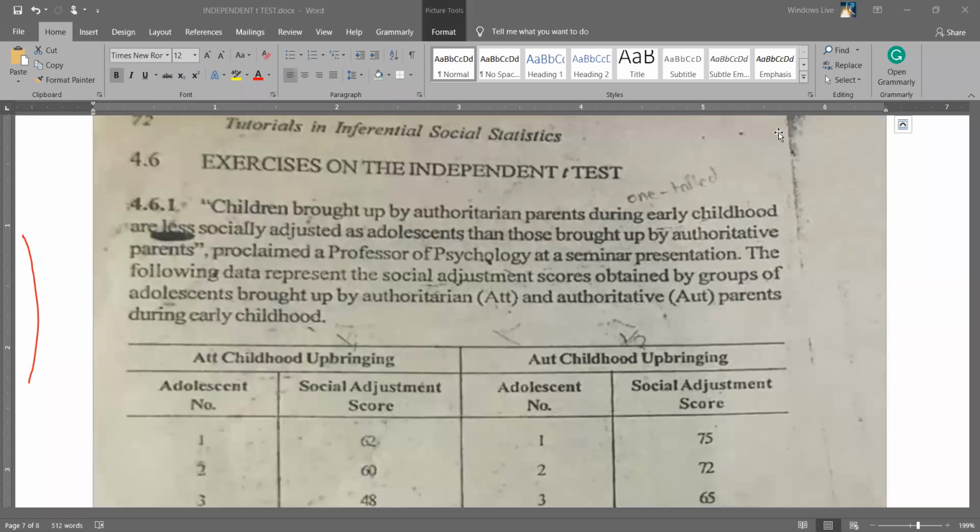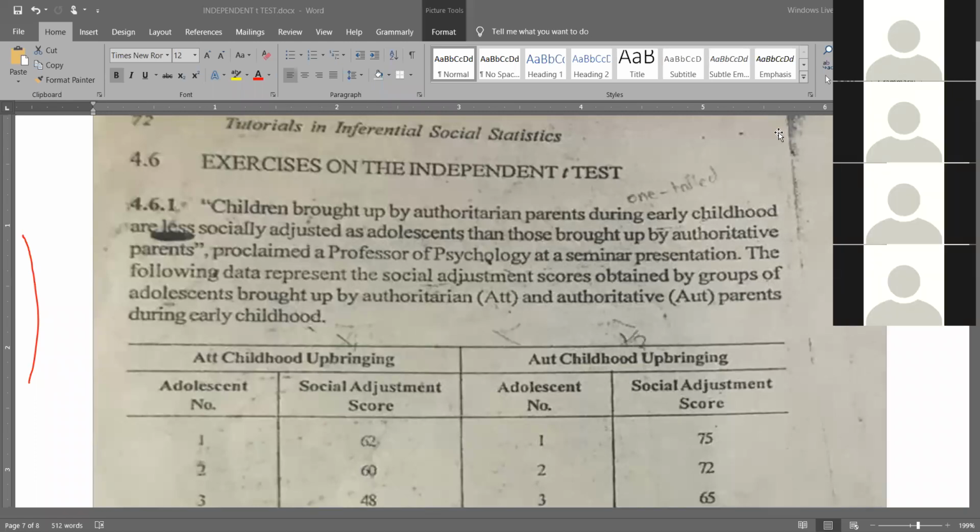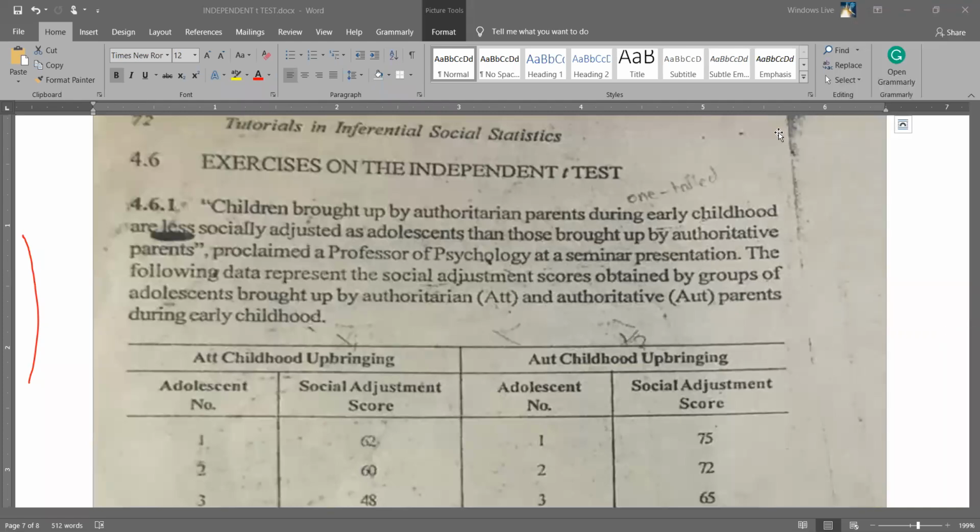Then the null hypothesis. You remember I said the moment you see that the alternative hypothesis is directional, it means you're supposed to state two null hypotheses. So the first opposite will be that children brought up by authoritarian parents are more socially adjusted than those brought up by authoritative. Then the next null hypothesis will be there is no significant difference in social adjustment among children brought up by authoritative and authoritarian parents. That's it.